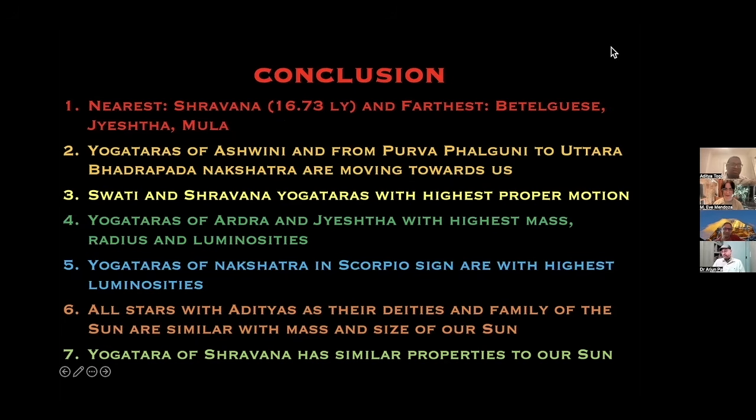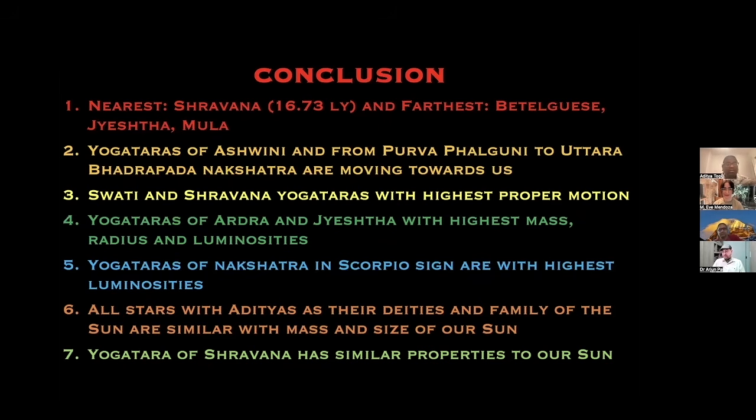Yeah. Conclusion. So the nearest star is Shravana's Yogatara, which is 16.73 light years. And the farthest are Betelgeuse, Jyeshtha, and Mula. So our range of Yogataras is from 16.73 to about 550 light years. That's the range. Among all the Yogataras of nakshatras, Shravana nakshatra is the closest to us.